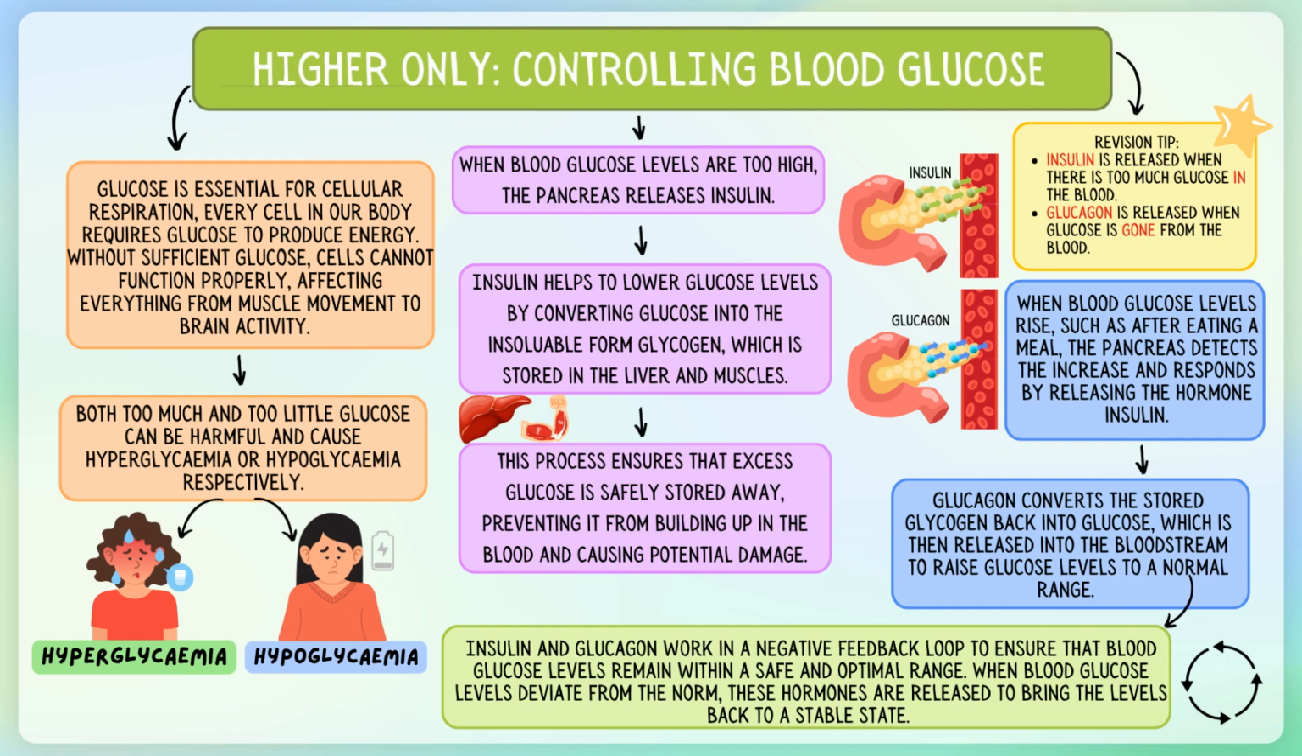Insulin and glucagon work in a negative feedback loop to ensure that blood glucose levels remain within a safe and optimal range. When blood glucose levels deviate from the norm, these hormones are released to bring the levels back to a stable state. Understanding these processes highlights the importance of the pancreas and the roles of insulin and glucagon in regulating blood glucose levels. By grasping these concepts, we can better appreciate how the body maintains balance and responds to changes in blood glucose concentration.